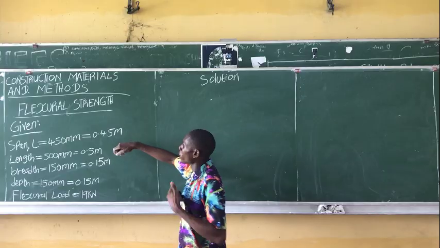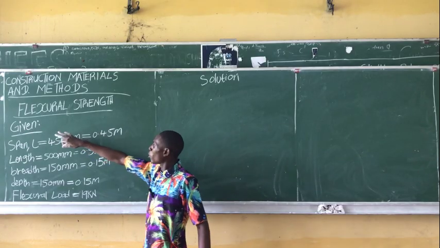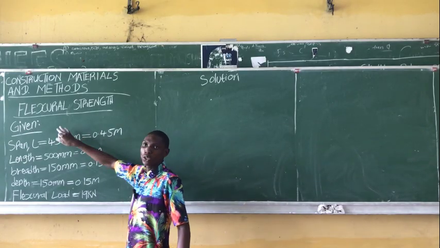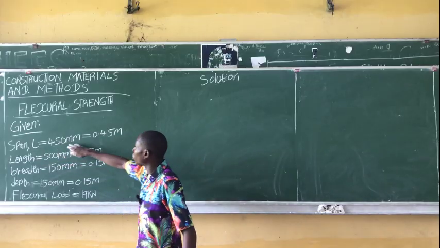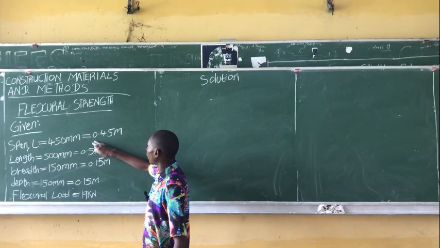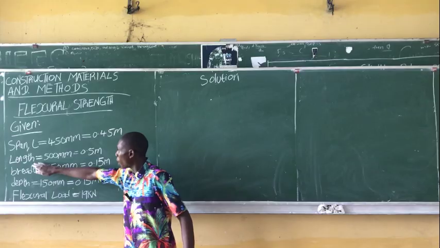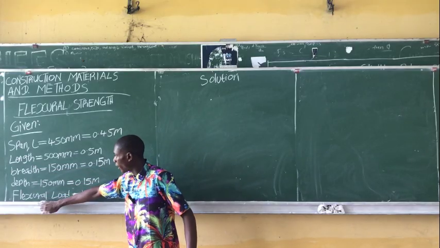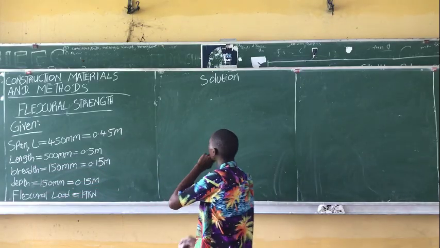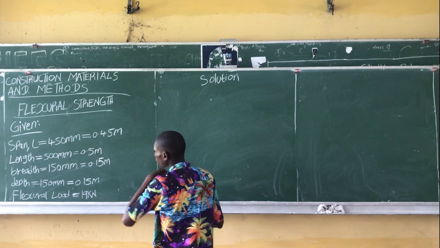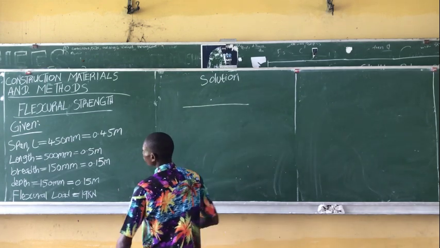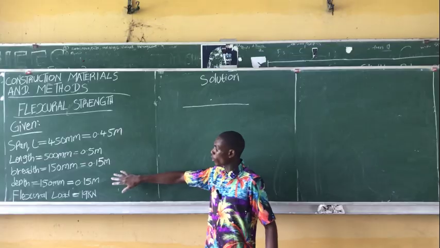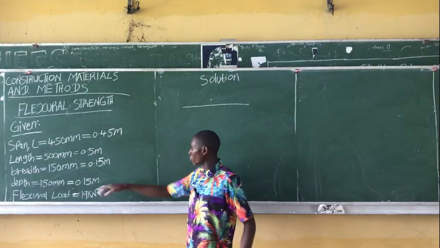Okay, so for the given problem, remember, whenever we are given a problem, the first thing we do is to write down our parameters. So we have the span L to be 450 millimeters, which is 0.45 meters. We have our length, breadth, depth, and flexural load. So let me give us a graphical description of what this question looks like. The question says, using the 3-point method, determine the flexural strength.